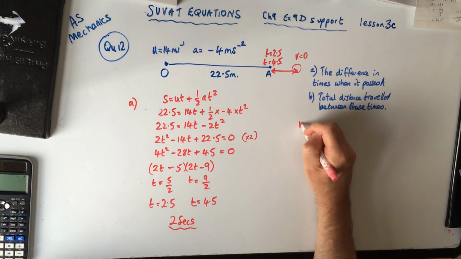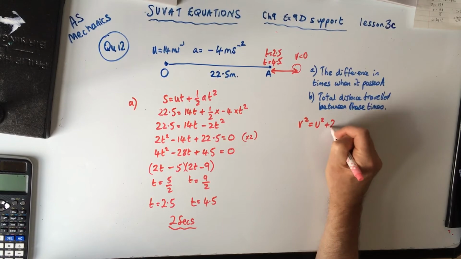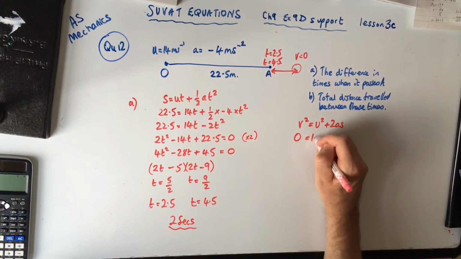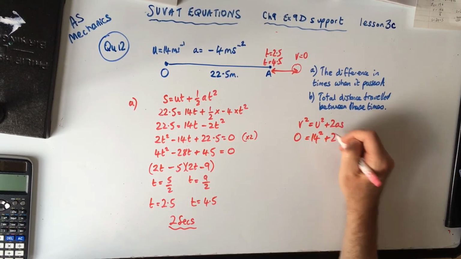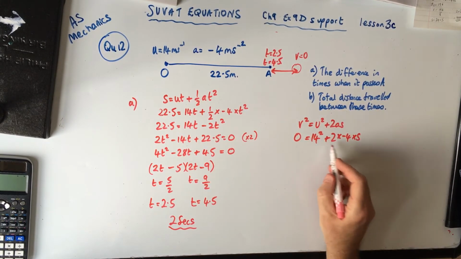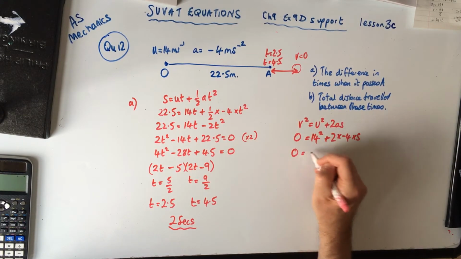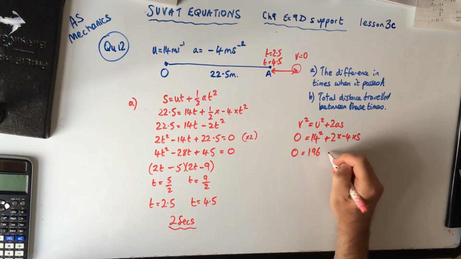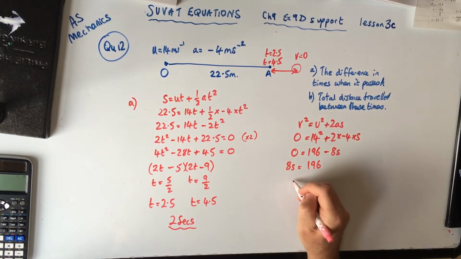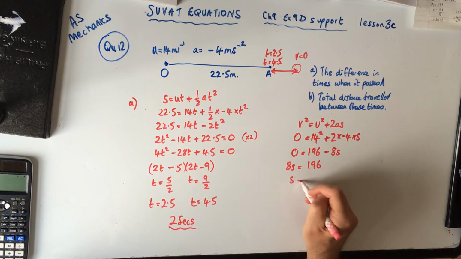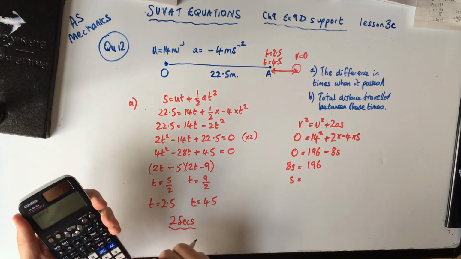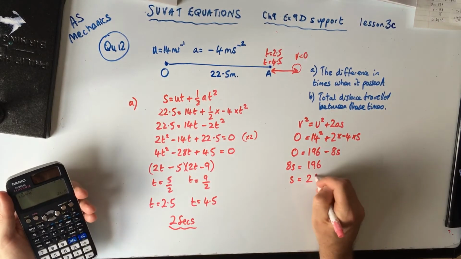Okay, so if we use v squared equals u squared plus 2as, the velocity is 0 when the initial velocity was 14, so 14 squared, plus 2 times minus 4 times s. We don't know s, so we're trying to find that distance. So 0 is equal to 14 squared, which is 196, minus 8s. So 8s is equal to 196. Add 8s to both sides, divide by 8, and 196 divided by 8 is 49 over 2, which is 24.5.